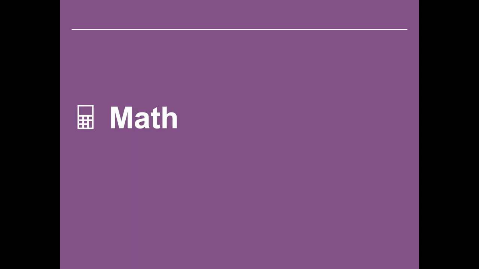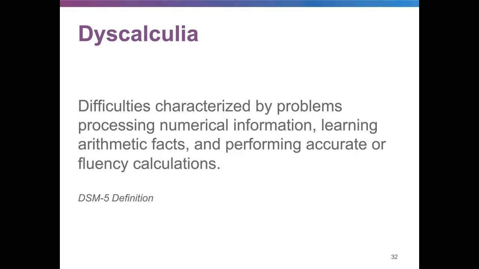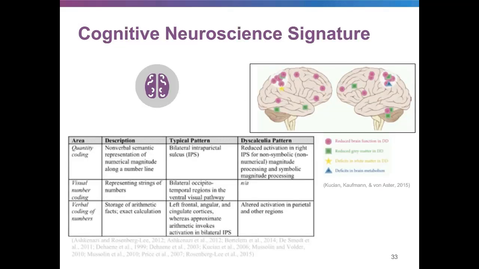I'm going to give you an example of math now. So when we talk about math, the disability that we discuss is dyscalculia, and that includes difficulties characterized by problems processing numerical information, learning arithmetic facts, and performing accurate or fluent calculations, it should say. So this involves mathematics.